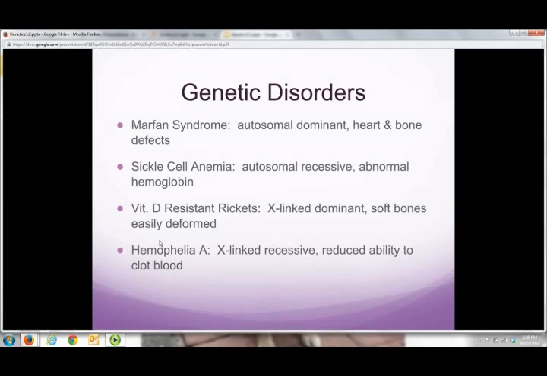There are several different genetic disorders. Some examples include Marfan syndrome, which is autosomal dominant and affects both the heart and the bone. Sickle cell anemia is an autosomal recessive disorder that produces abnormal hemoglobin. Vitamin D resistant rickets is an X-linked dominant disorder that causes soft bones that are easily deformed. Hemophilia A is an X-linked recessive disorder that causes a reduced ability of blood to clot.